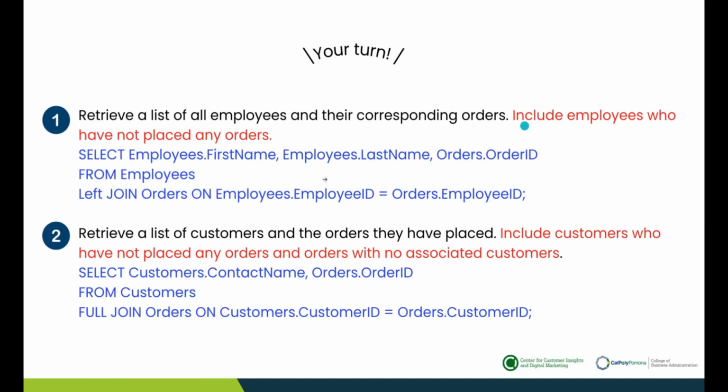Which table do I want to use? The employees table, right? So I do FROM employees, and why do I use left join here? Because I want to keep everything in the employees table, since it says include employees who have not placed any orders. So that's why I do left join: employees left join orders, combining those 2 tables. And what is the condition? Employee IDs are matched, right?